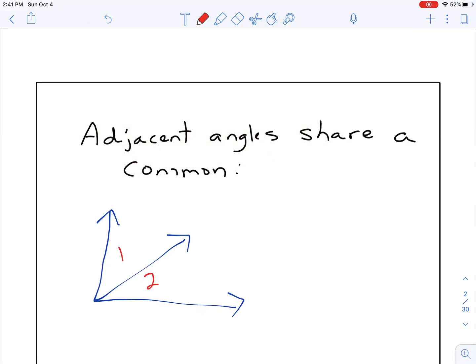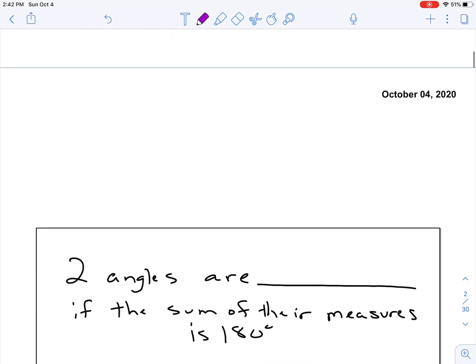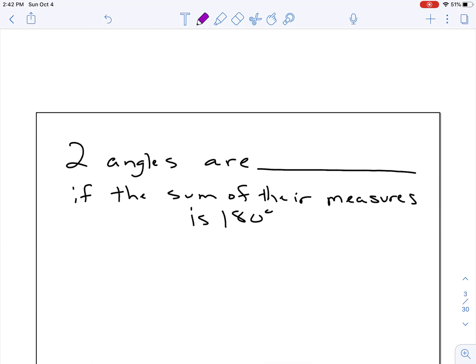To be adjacent angles, they have to share two things. They have to share a vertex, and then they have to share a side also. So they're going to share this side right here. That's what it means, common side. That's what it means to be a set of adjacent angles. The second one says two angles are blank if the sum of their measures is 180 degrees. If two angles add to 180, the term we learned in chapter 1 is we call those angles supplementary.